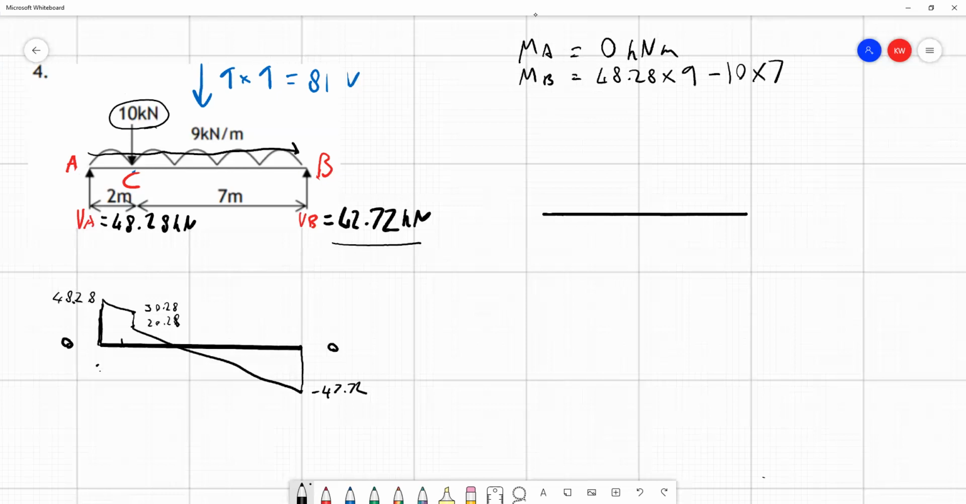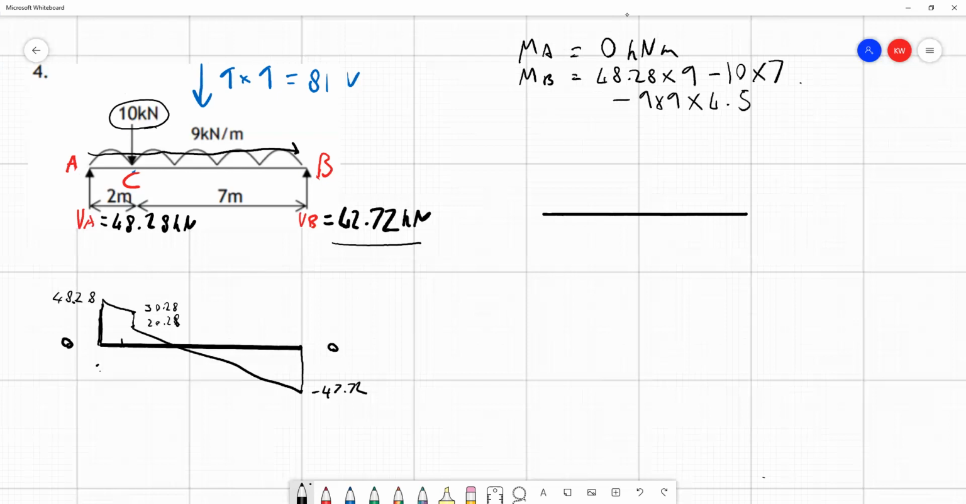And then lastly, we've got the force that's due to the uniformly distributed load. And as before, we've worked out that it's going to be effectively 9 times 9, an 81 kilonewton downward force. And because we're looking to the left of B and all of the beam is to the left of B, that's going to be concentrated at a point halfway along the beam. We're considering the whole beam here. So that's a point of 4.5 meters.